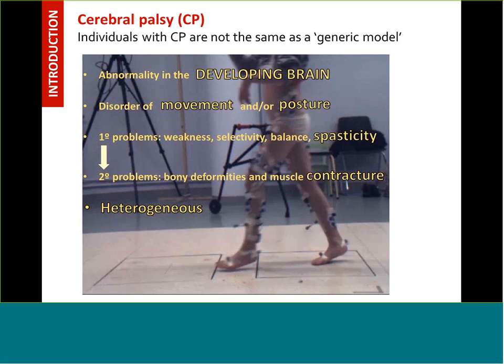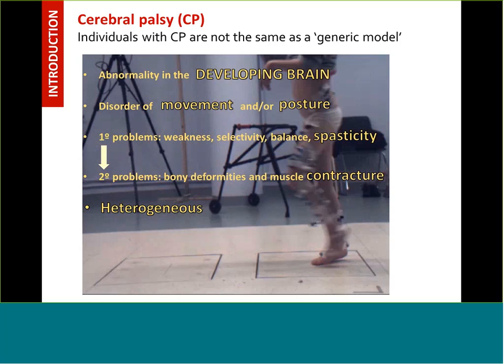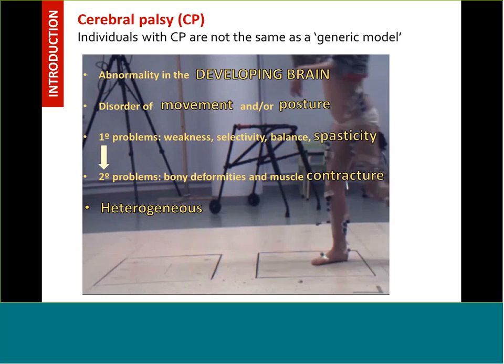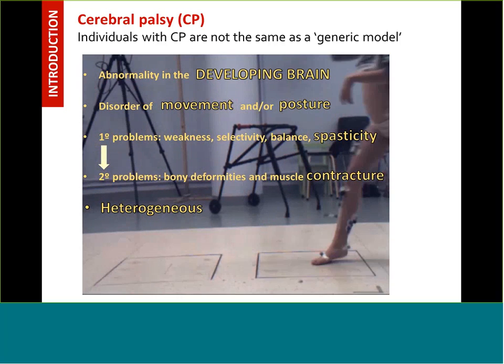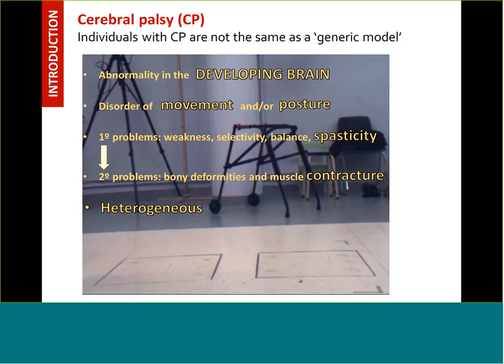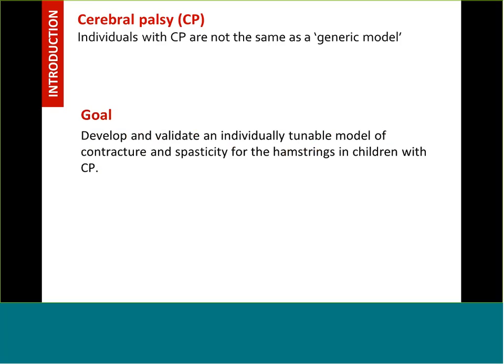Neuromusculoskeletal modeling has been shown to be useful in trying to understand the complexity and variability of the impairments in CP and their effect on gait. However, most models rely on generic models, in which impairments such as spasticity and contracture are not regularly included. Therefore, the goal of our project was to develop and validate an individually tunable model of spasticity and contracture for the hamstring muscles in children with CP.